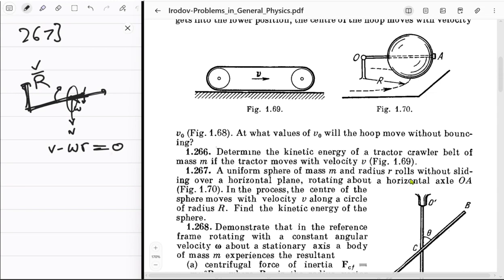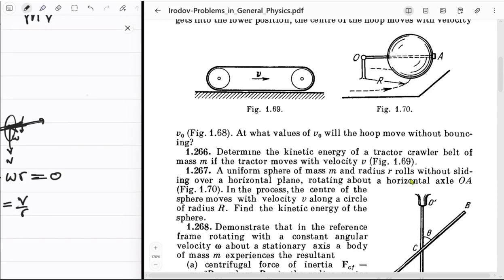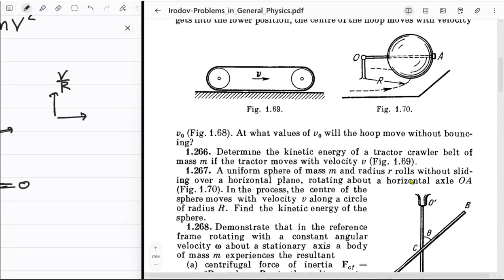Whatever. So you have v equal to omega r as expected. And in this case, omega will just be v upon r. So it is v upon r in this direction and also v upon R in this direction.